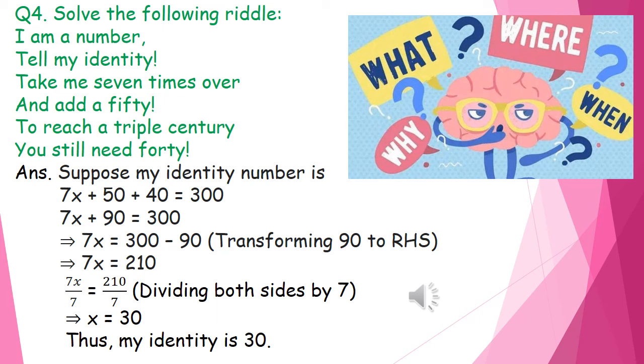Now we are transposing 90 to the right hand side. 7x is equal to 300 minus 90, or 7x is equal to 210. Now we are dividing both sides by 7. 7x by 7 is equal to 210 by 7, or x is equal to 30. So my identity is 30. I hope all of you enjoyed that riddle.